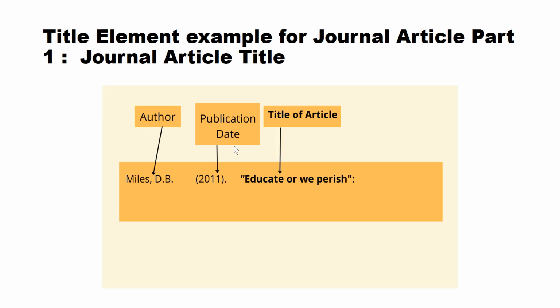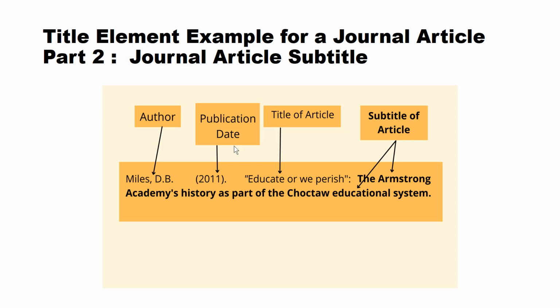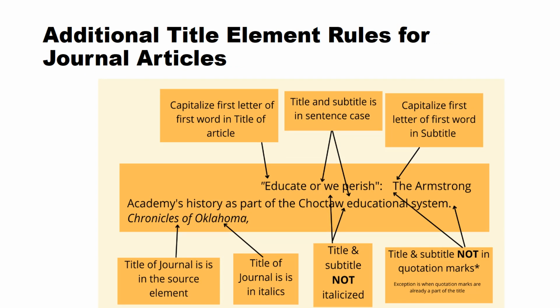Now we're going to go into the example for the journal article. So we show the title of the article, and then also there's a subtitle of the article. Now here are some additional title element rules for journal articles, and so here in our example that we've been using, we need to capitalize the first letter of the first word in the title of the article and in the subtitle, just like for books. The title and subtitle is in sentence case, just like for books.